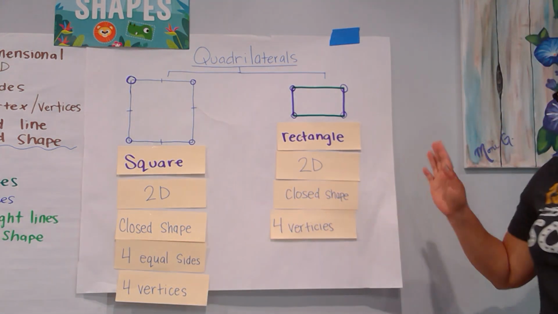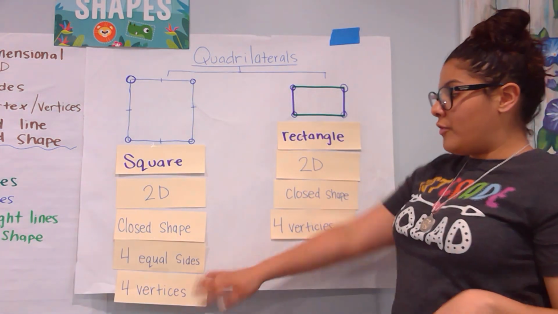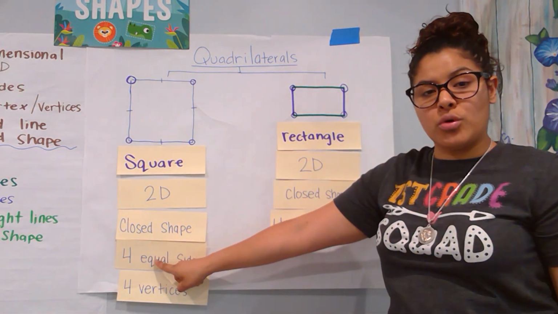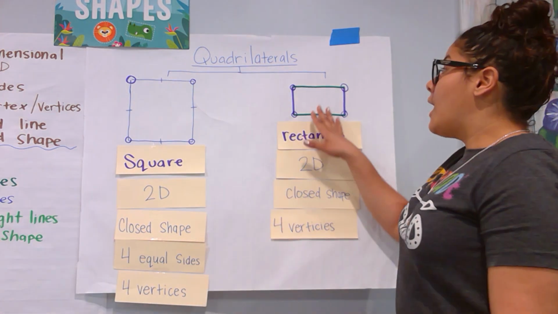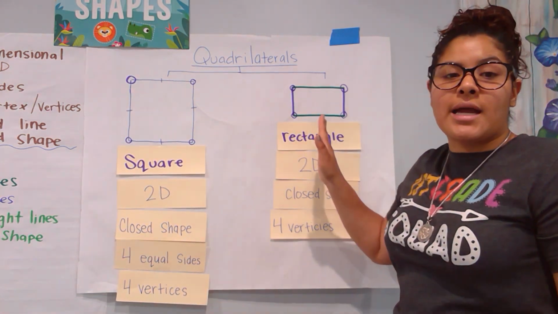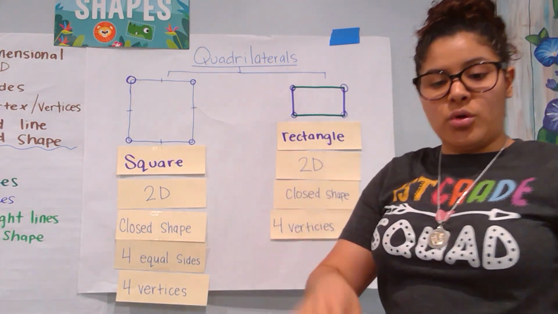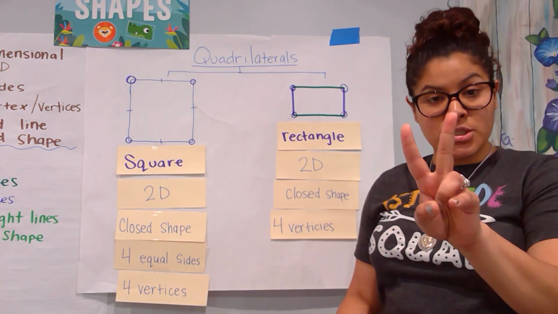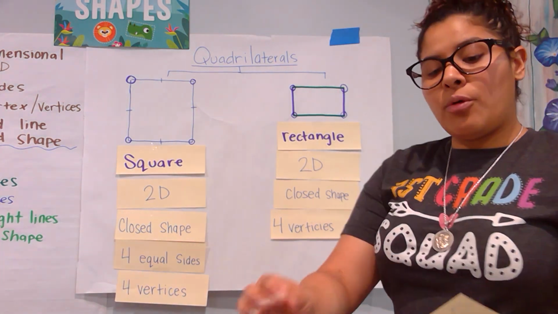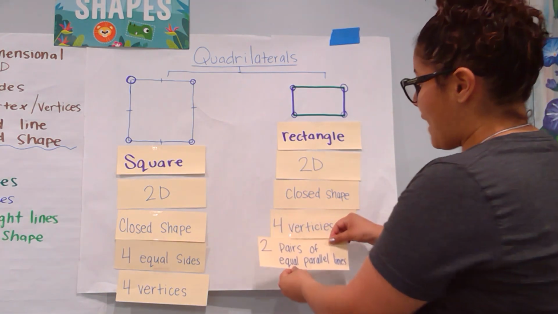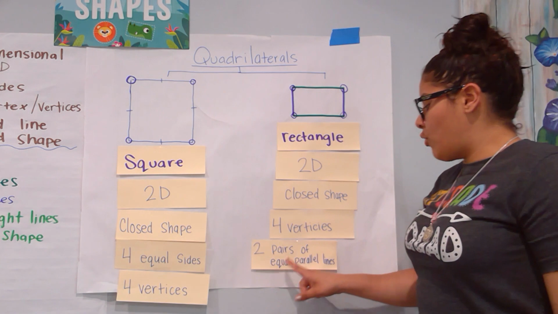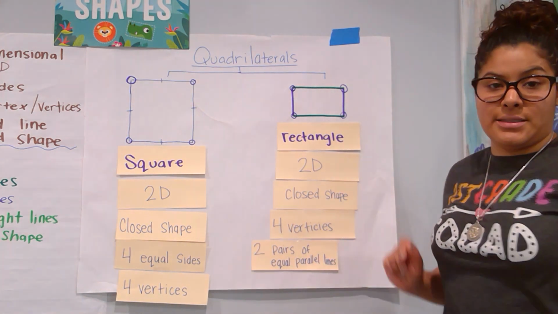Now, what makes a rectangle different than a square? If you can remember over here, a square had 4 equal sides. A rectangle has 4 sides, but they are not equal. They have pairs. Pairs means 2. So a rectangle really has 2 pairs of equal parallel lines.